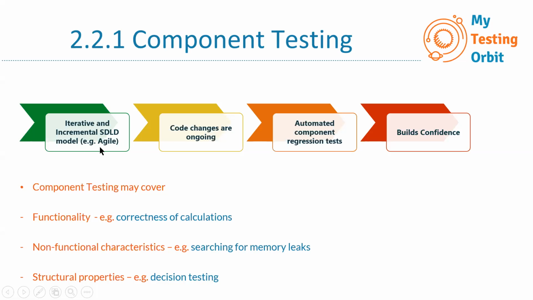If we are doing component testing in an iterative and incremental SDLC model, for example Agile, it is very fast moving and we have iterations maybe every week or every 2 weeks, so the code is changing continuously. That means if we are supposed to do component testing with each iteration, and we have so many components and every time we have to recheck all of them, it will be a very tedious job and very difficult to do manually.